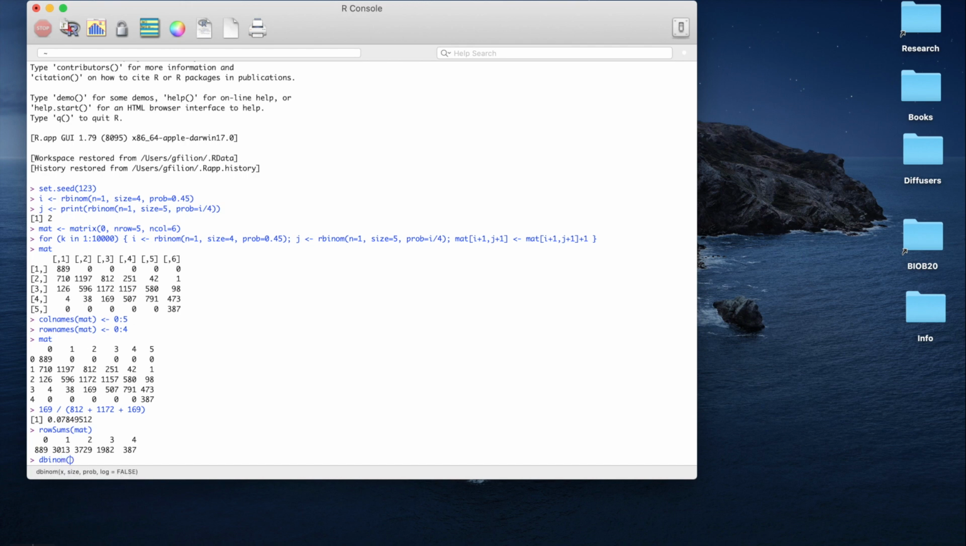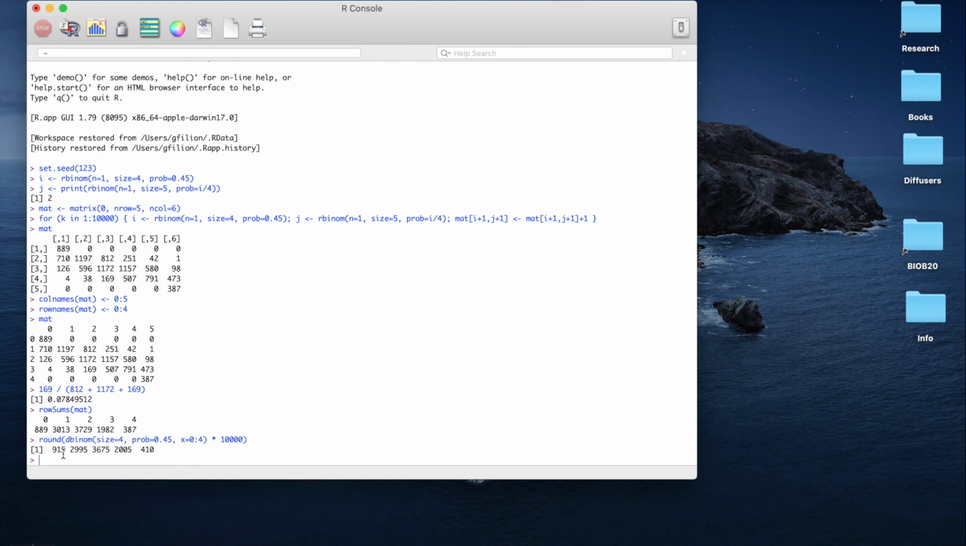The probabilities are obtained by using dbinom with the parameters that we use to sample I, and we say that we want the probabilities for all the values from 0 to 4. And to get to a number of counts, we're going to multiply by 10,000, which is the number of samples that we took, and we're going to round in order to get integer numbers. The numbers are not exactly identical, but they're quite close to the numbers we obtained with the simulation.